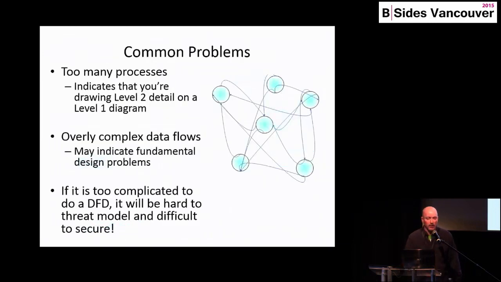Some common problems. If you have too many processes in your diagram, you're probably drawing level 2 detail in a level 1 diagram. You'll know. If you can't look at a diagram and kind of see the whole thing, you probably have gotten too far down in the weeds. If you've got overly complex data flows, this picture here, for example, may indicate a fundamental design problem, or may indicate that you need to move up a level and do the previous level diagram first. If you cannot document your product or service with a data flow diagram, it will be very difficult to threat model, and it will be very difficult to secure.